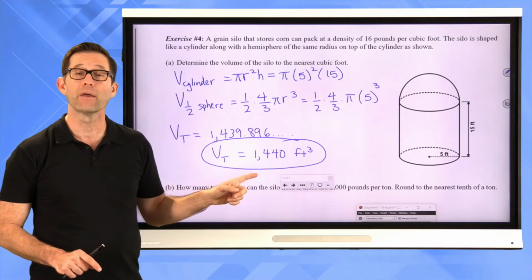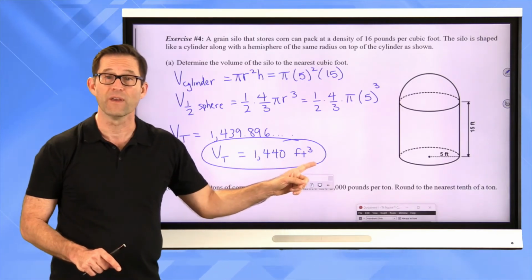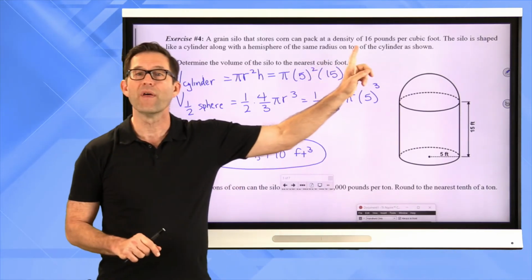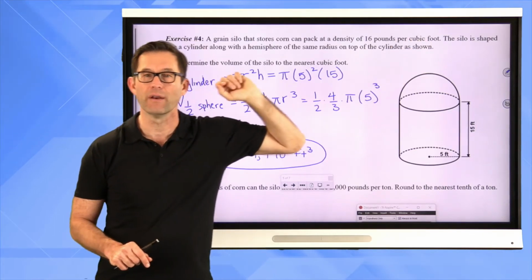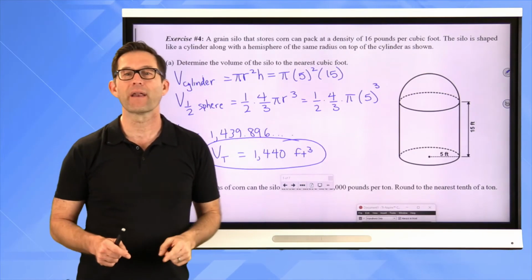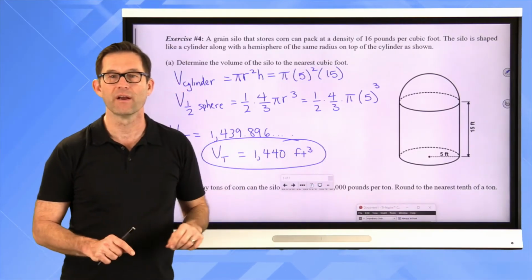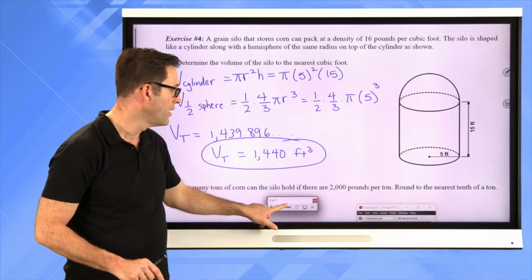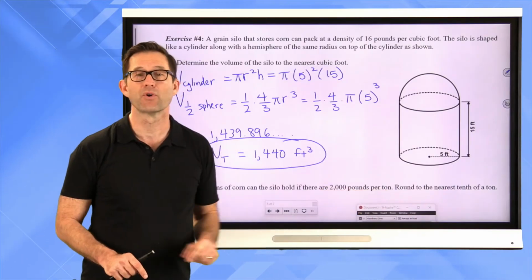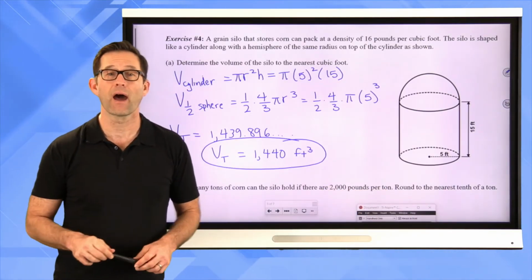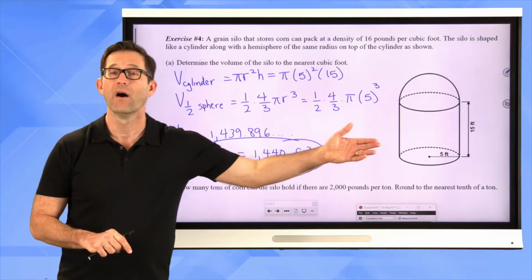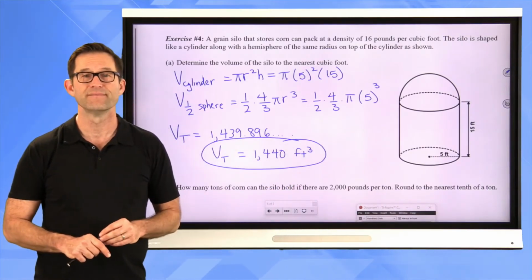Now, I know that the volume is 1,440 cubic feet. I also know that there are 16 pounds of corn per cubic foot, right? So that's going to help me figure out how many pounds of corn I can fit in here. And then I'm told that there are 2,000 pounds per ton. So what I'd like you to do is play around with this and see if you can figure out how many tons of corn to the nearest tenth I can fit in this grain silo.